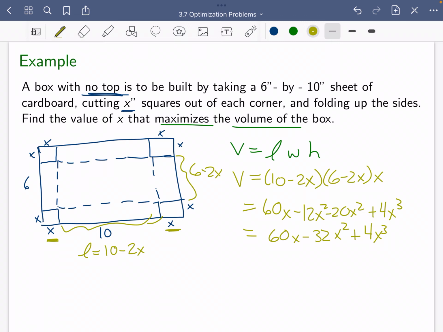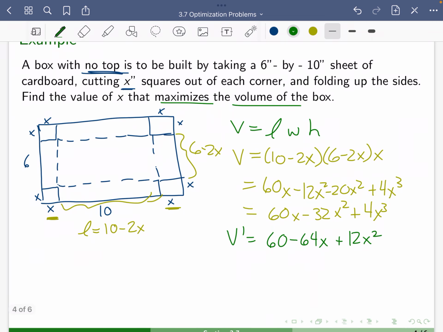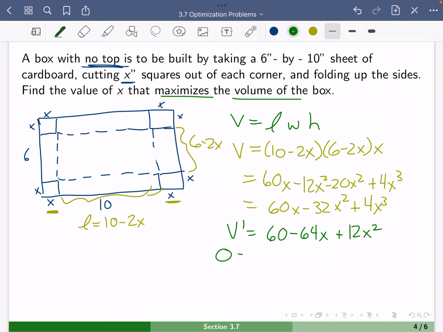What are we going to do with that volume? Well, we want to take our derivative. So V prime, our derivative, is 60 minus 64x plus 12x squared. What are we going to do with that derivative? Well, we want to set it equal to 0. We're going to find critical numbers.